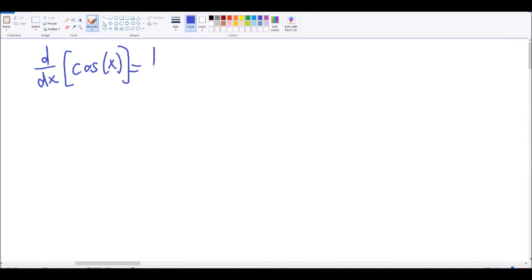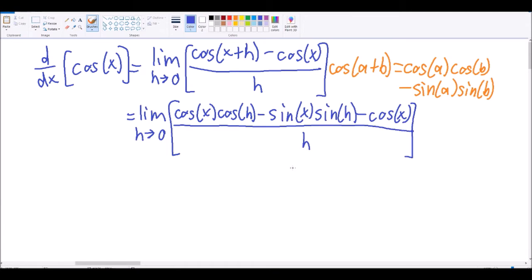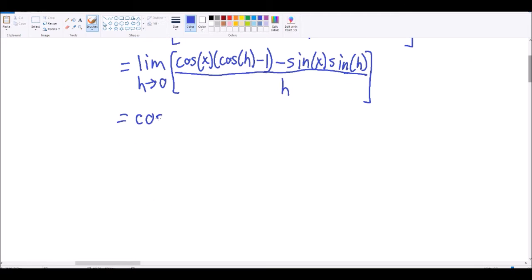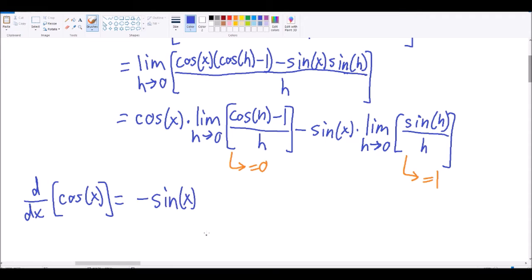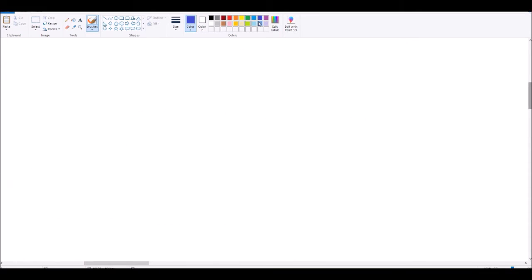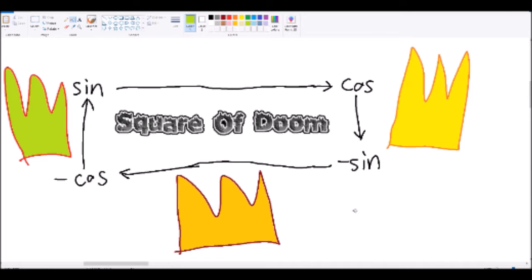We can do the same thing with cosine of x. And there's some trig tricks we can use for the cosine as well. Now the great part here is that we already know what these limits are. The limit as h approaches 0 of cosine of h minus 1 all over h is 0, and the limit as h approaches 0 of sine of h over h is 1. So the derivative of cosine of x is negative sine of x. We've gone back and forth, and now we can assemble what I call the square of J. But that's just sine and cosine.